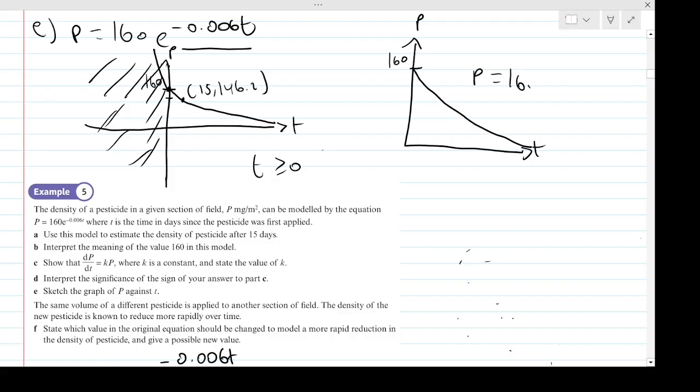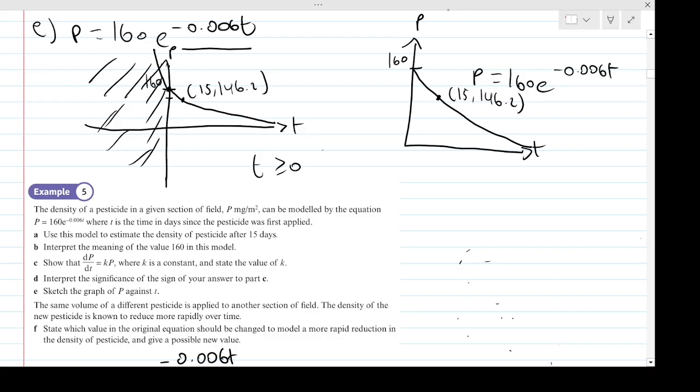P is 160 e to the negative 0.06t. As long as you get your p-intercept of 160, hopefully you can then deduce what the curve will look like from that. It just tells you where you start on the curve, essentially. You could also mark here, this will be 15, and then 146.2 if you wanted to, but there we are.